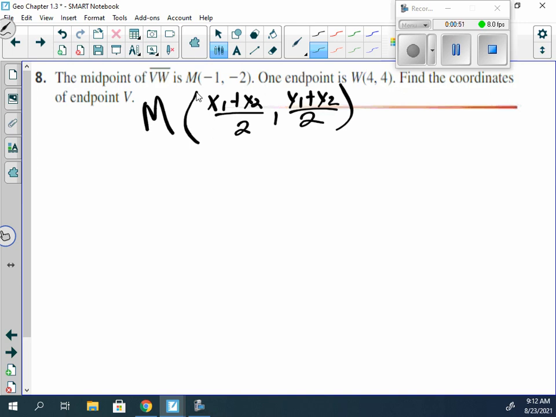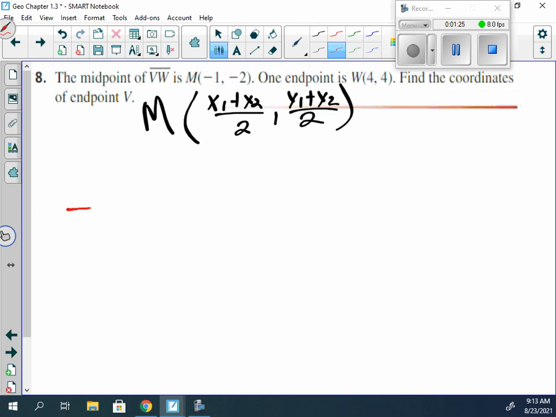What we started off doing with this is that we just plugged the x values in, divided by 2, plugged the y values in, divided by 2, simplified it down and got the midpoint. And where we finished the lesson off is a problem like this. The midpoint of line VW is (-1, -2). They didn't give us both endpoints. They gave us the midpoint and an endpoint, and they want us to find the other endpoint. Our one endpoint, they told us, is (4, 4). Find the coordinates of the endpoint V.